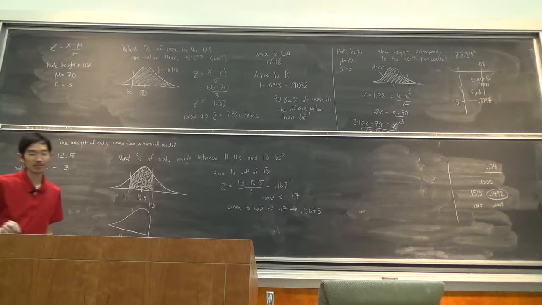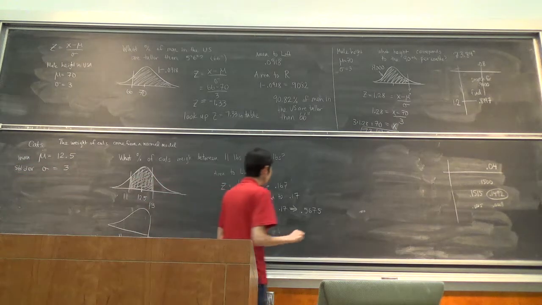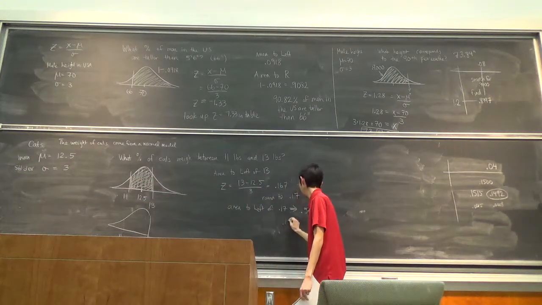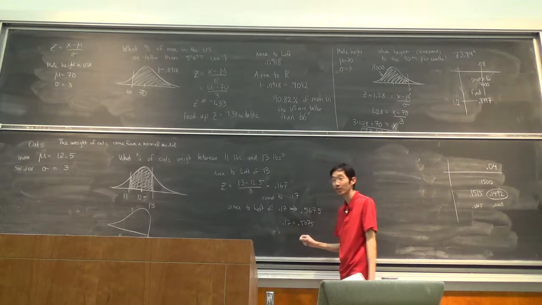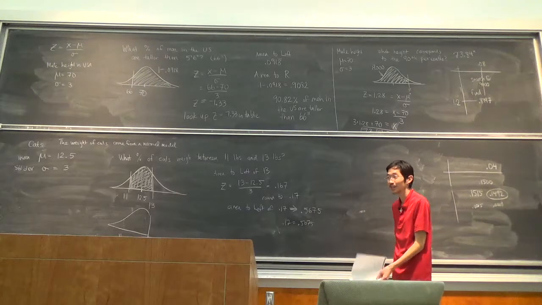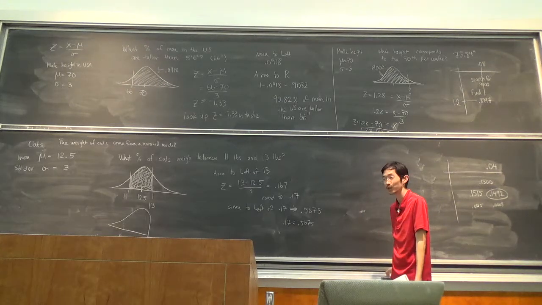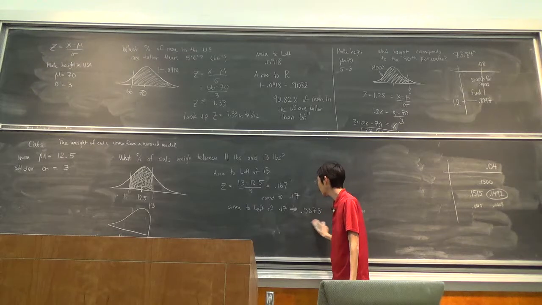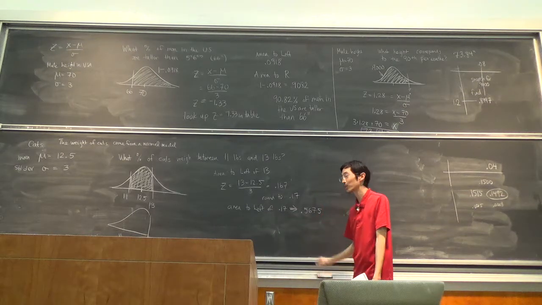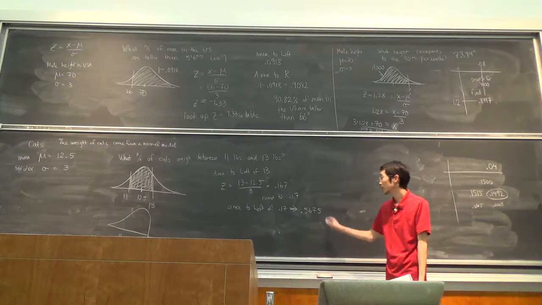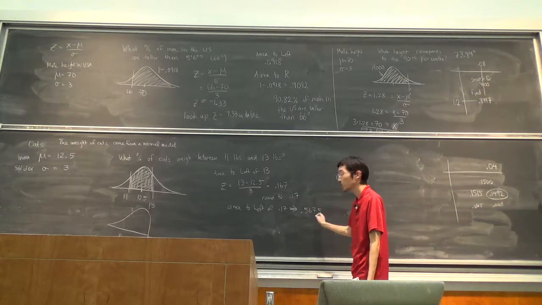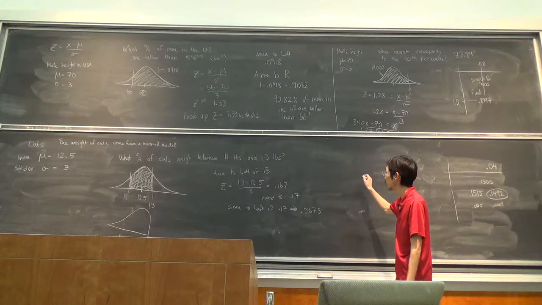One thing that I want to caution you, do not write 0.17 is equal to 0.5675, okay? Because that is never true. 17% is never equal to 56.75%, okay? Always say the area is equal to that, okay? So the area to the left of 0.17 is 0.5675. Okay, let's do the other one.